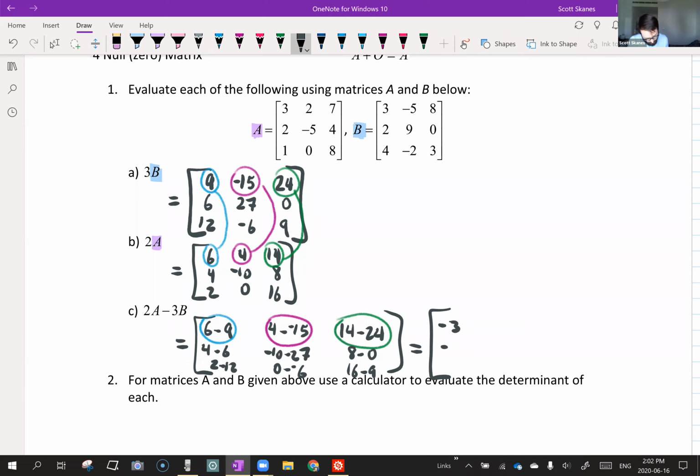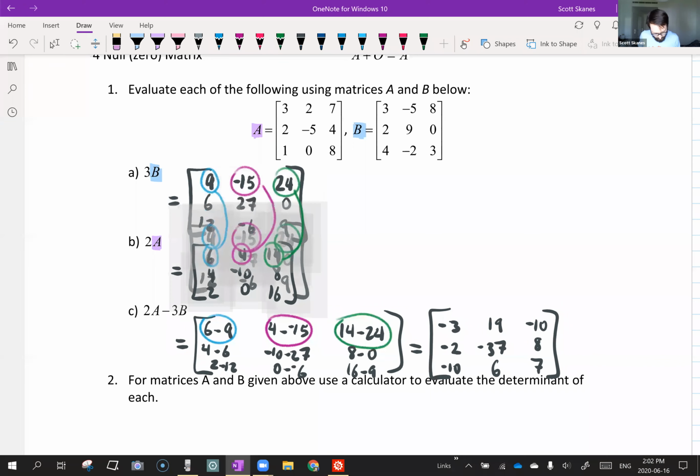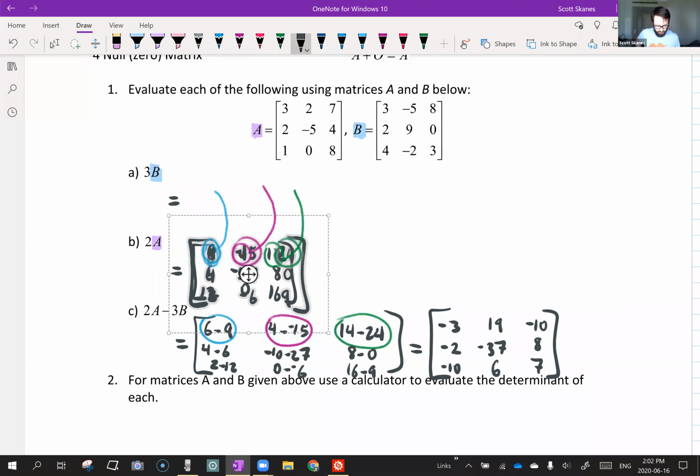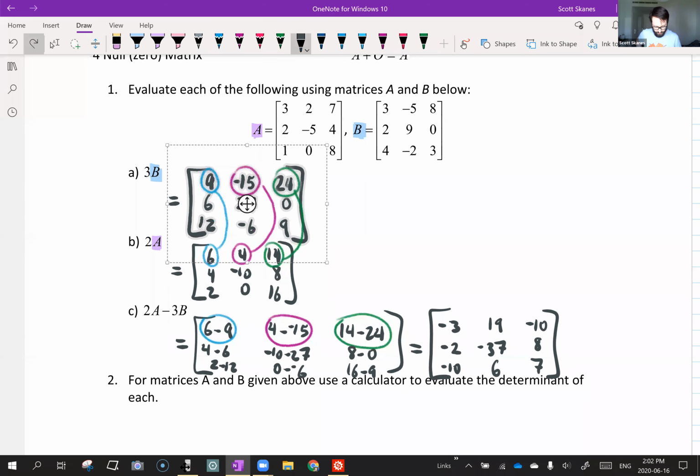It'll be negative 3, negative 2, negative 10, 19, negative 37, 6, and what's 14 minus 24? Negative 10, 8, and 7. Okay, so once again, you take each element and subtract from the other. In other words, you can almost think of it as this is how they relate. I said this before. It's the elements that would lay on top of each other here. So imagine these are the numbers that relate to each other. I know that's messy, but that's how my brain thinks about it.